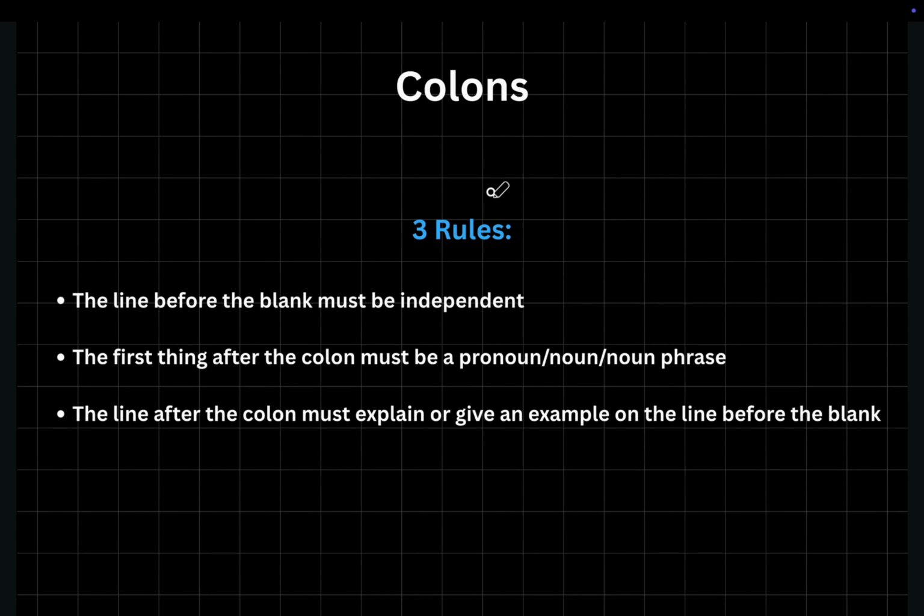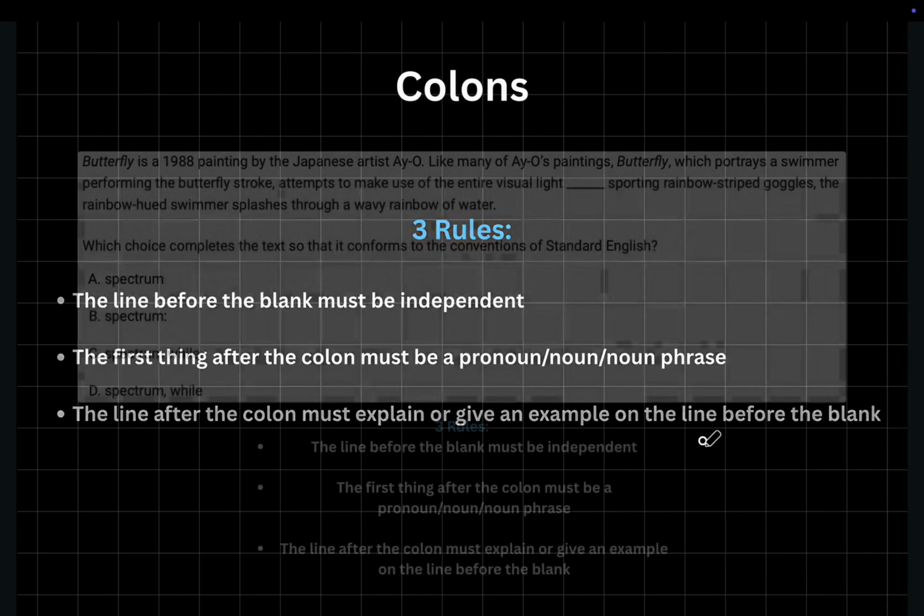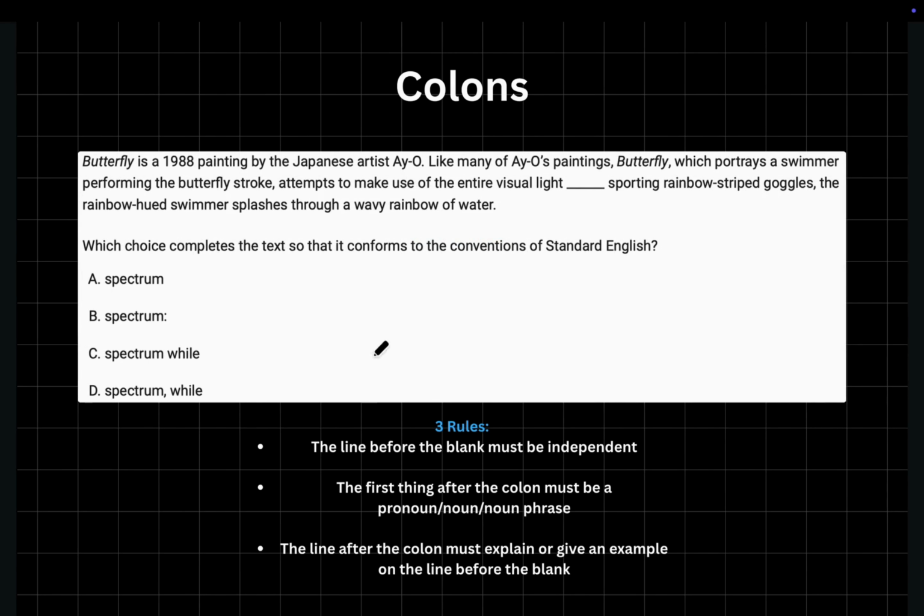Next up, we will talk about colons. There's three criteria that must be met for us to use the choice with the colon. The first one is that the line before the blank must be independent. The second one is the first thing after the colon must be a pronoun, noun, or a noun phrase. And the last thing is the line after the colon must explain or give an example on the line before the blank. Let me show you what I mean with this first example.